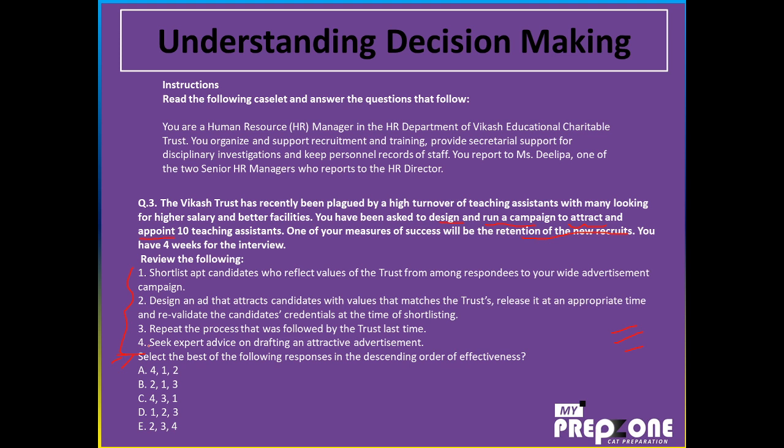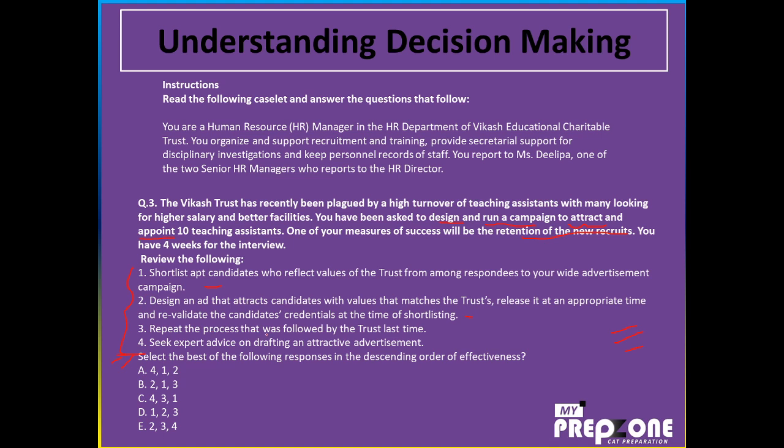First says, shortlist appropriate candidates who reflect values of the trust from among respondees to your wide advertisement campaign. Okay, makes sense, isn't it? Let's read the second one. Design an ad that attracts candidates with values that match the trust. Release it at an appropriate time and revalidate the candidate's credentials at the time of shortlisting. Makes sense.